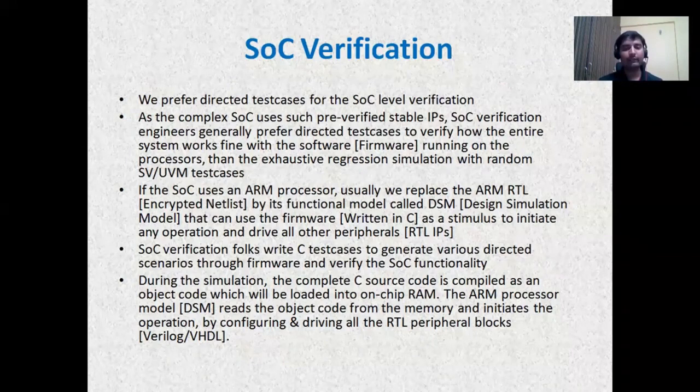During the simulation, the complete C source code is compiled into object code, which is loaded into the on-chip RAM. If you see, there is an OCM, which we call the on-chip RAM. The ARM processor reads the object code from the memory and initiates the operation by configuring and driving all the RTL peripheral blocks. Based on the C inputs, it will initiate operations to the SPI, I2C, USB, Ethernet or some other block. Based on the code we have written, the ARM processor initiates the operation. Next slide, please.